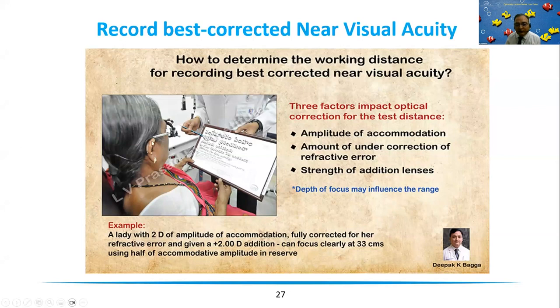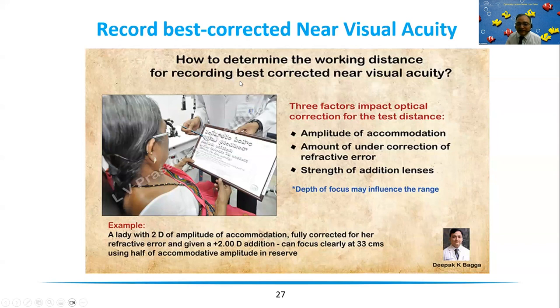So if I'm recording near acuity at 25 centimeter or 30 centimeter, consider the person's amplitude of accommodation, the amount of addition given, and whether the person is an undercorrected myope or undercorrected hypermetrope, and what the implication there will be, as it may influence the working distance. So these three factors need to be considered when you are determining the test distance for recording the best corrected near visual acuity.